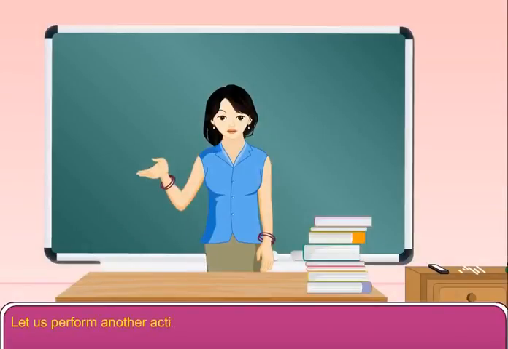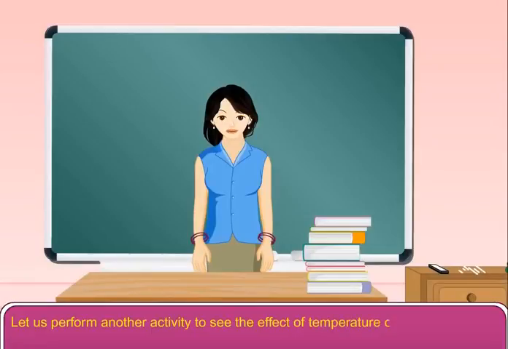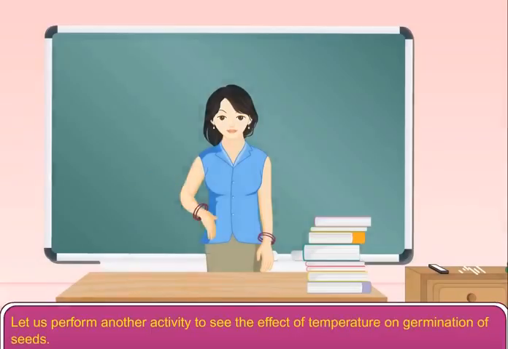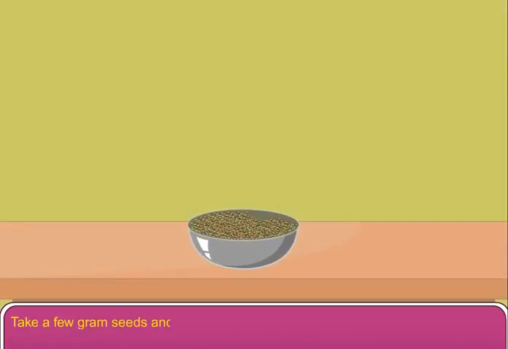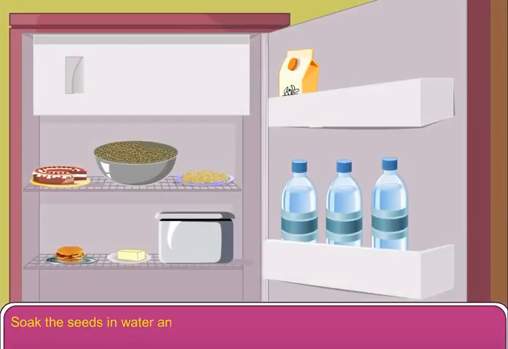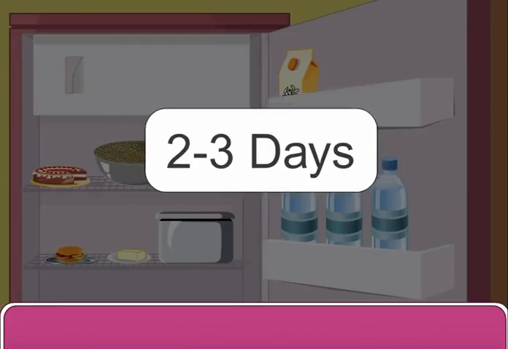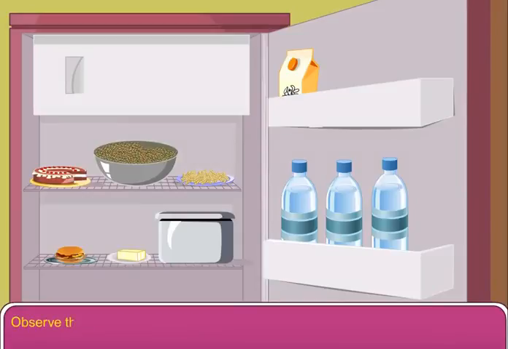Let us perform another activity to see the effect of temperature on germination of seeds. Take a few gram seeds and keep them in a plate. Soak the seeds in water and keep this plate in the refrigerator for 2 to 3 days. Add some more water if seeds dry. Observe the seeds after 4 to 5 days.